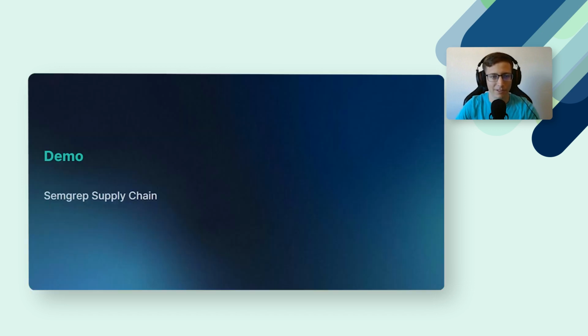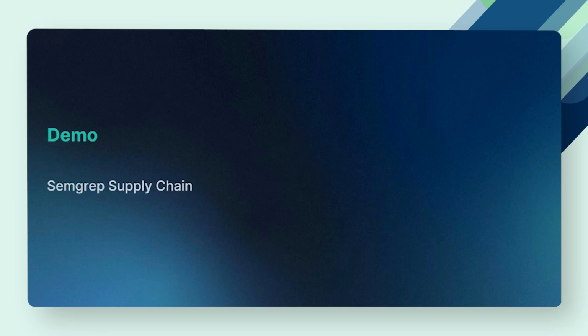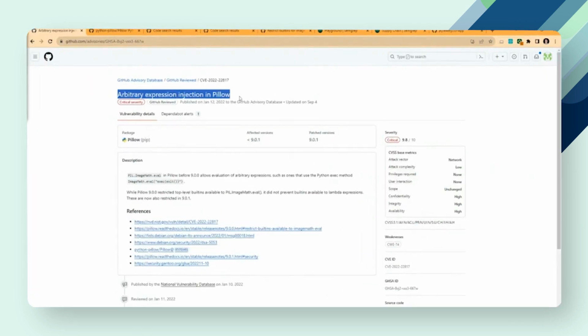So hopping on over to the demo, I'll be walking through three different perspectives. The first being a security researcher, the second being a security engineer, and then the third, a developer. So hopefully you can see my screen here, but I have a GitHub security advisory pulled up, and this is an arbitrary expression injection in the pillow package affecting the pip ecosystem. And so the first thing I'm going to do as a security researcher is take a look at the advisory.